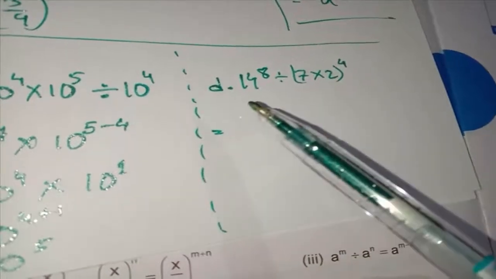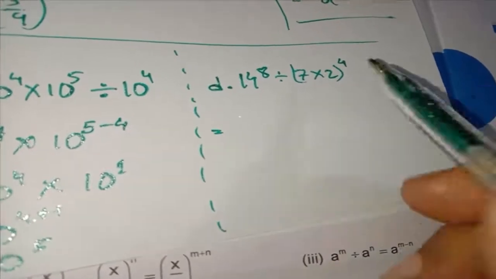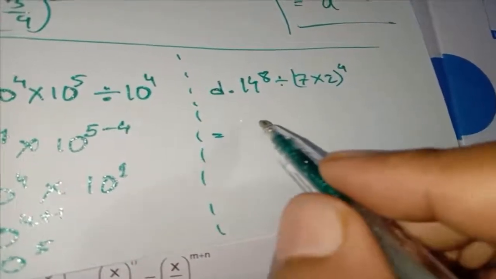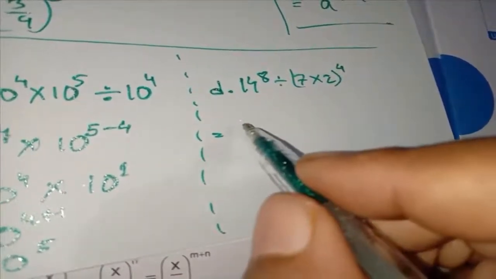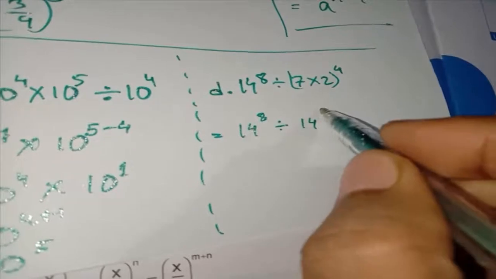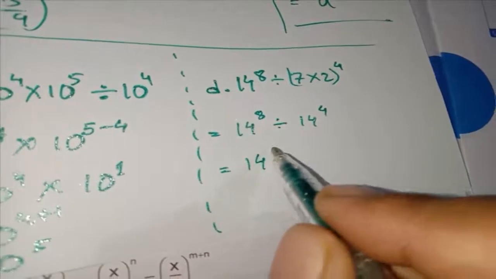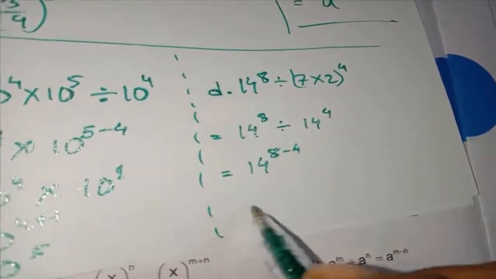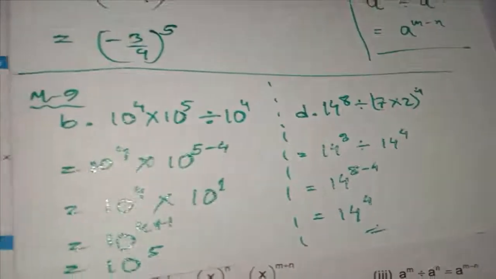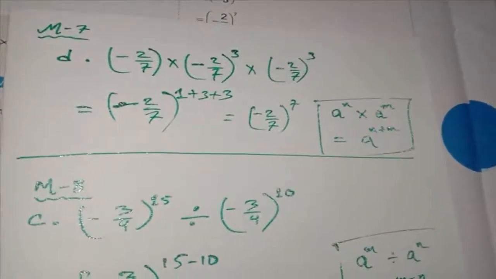In question number D, you are given 14 to the power 8 divided by 7 into 2 whole to the power 4. Now we know that 7 into 2 gives you 14. Then the bases will be the same. Within the bracket part is done first as per the BODMAS rule. So 14 to the power 8 divided by 14 to the power 4. Now there is a divide sign and the bases are the same, so we get 14 to the power 8 minus 4, which gives you 14 to the power 4. So this is how you are going to solve all the problems in module number 9, module number 8 and module number 7.